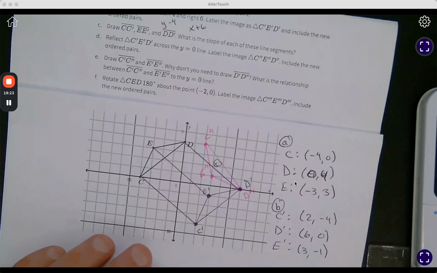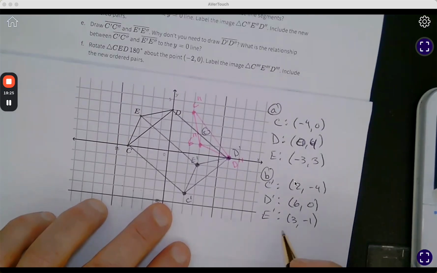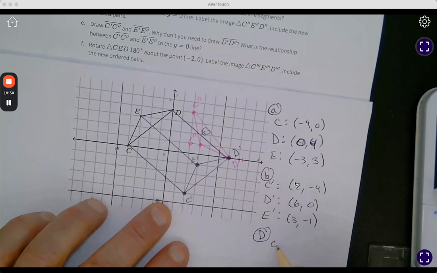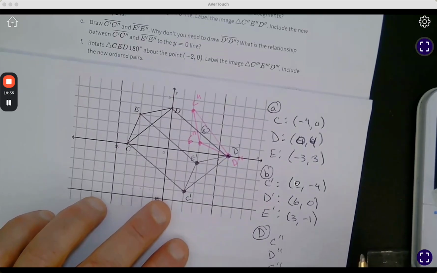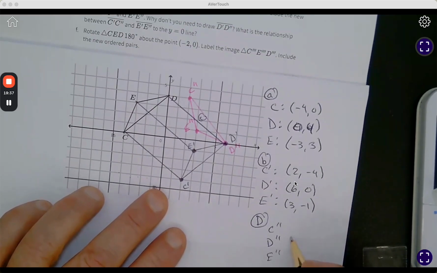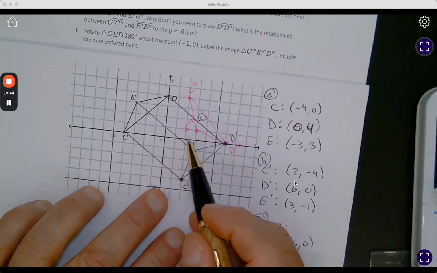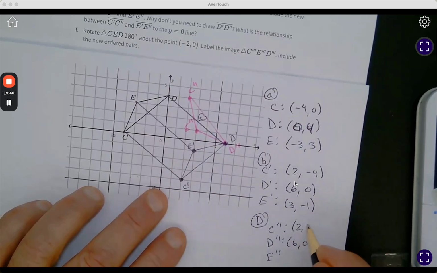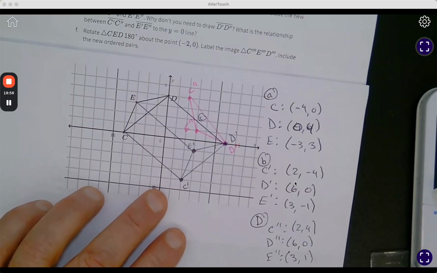Include the new ordered pairs. This is part D. So C double prime, D double prime, E double prime. Well, D double prime did not change. Okay, so that's good. C double prime is now 2, 4. And E double prime is 3, 1.